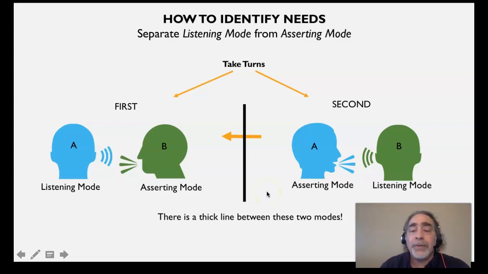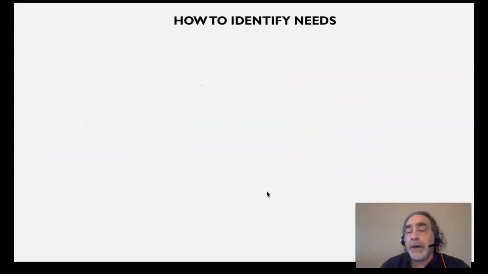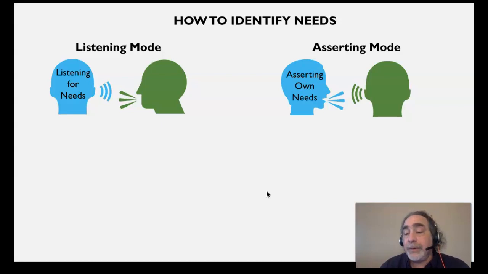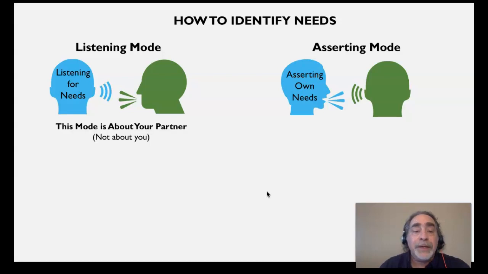Go back and forth between listening and assertive mode until you're able to identify each other's core needs, interests, and beliefs. Now, how does that happen? In listening mode, you're listening for your partner's needs. When the person's in listening mode, that person listens to the other person to try to identify that person's needs. In assertive mode, you're asserting and identifying your own needs and expressing them to the other person. In listening mode, it's all about your partner. It's not about you. In asserting mode, it's about you and expressing your own needs. It's not about the partner or blaming the partner.